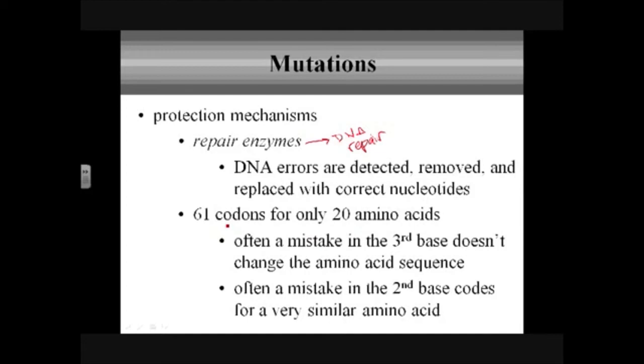Obviously, that means that many of our amino acids have more than one codon coding for them. Like we've got doubles and triples of codons that code for the same amino acid. If a mistake is in the third base in a triplet, oftentimes it doesn't change the amino acid sequence. And a lot of times, if it's in the second base, it's coding for an amino acid that's substantially similar to what it should have been.